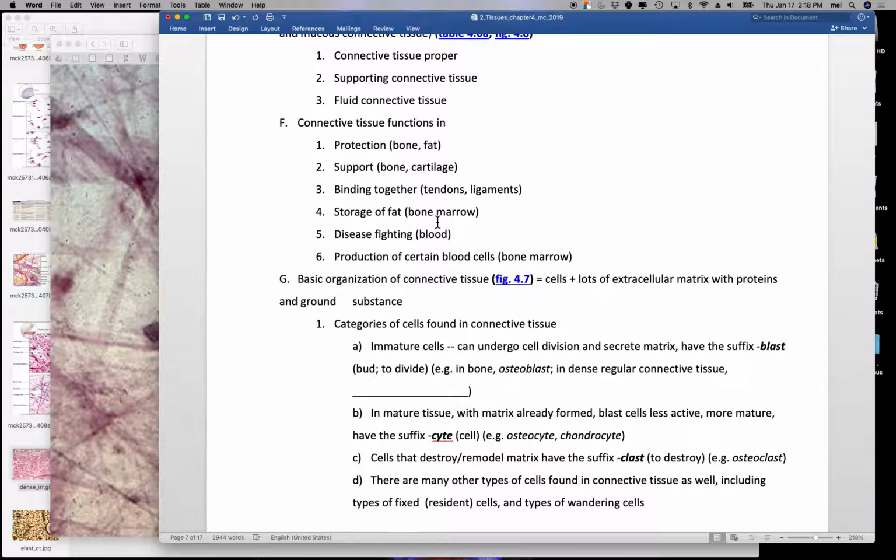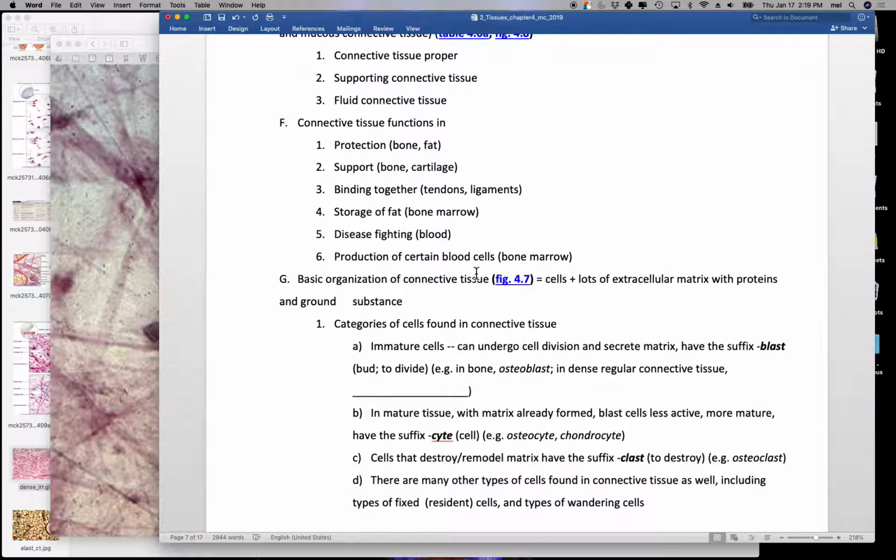Okay, storage of fat. Not only does your adipose store fat, but your bone marrow also stores fat. And basically, fat is quite often about nutrient storage, energy storage for later, right? Disease fighting. Blood is a connective tissue, so every damn thing that blood does is a connective tissue function. And you could spend an entire course talking about what blood does, right? Okay. And then last but not least, sometimes connective tissues produce other connective tissues. For instance, bone marrow, a connective tissue, produces blood, another connective tissue, right?